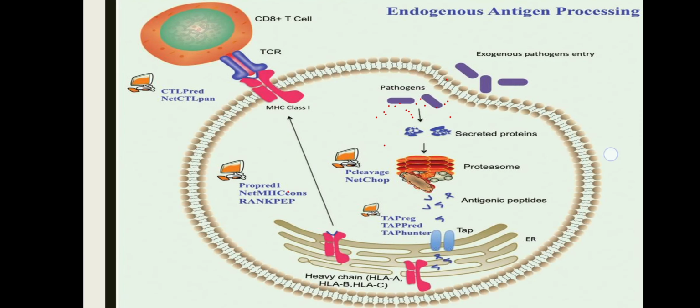So we already know that the MHC-I molecule always presents the antigen to the cytotoxic T cells, and the MHC-II molecule always presents the antigen to T helper cells.